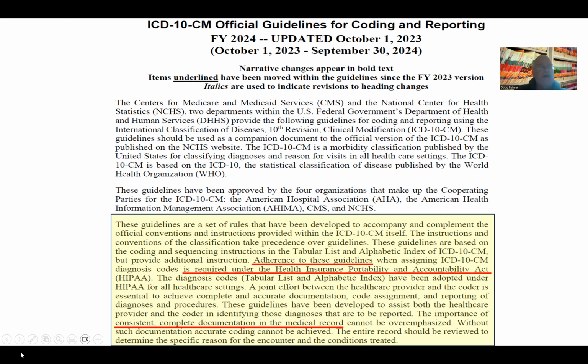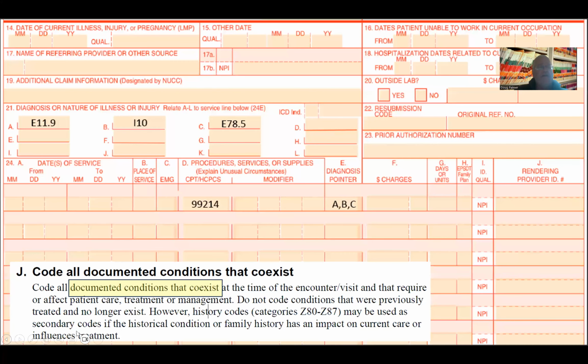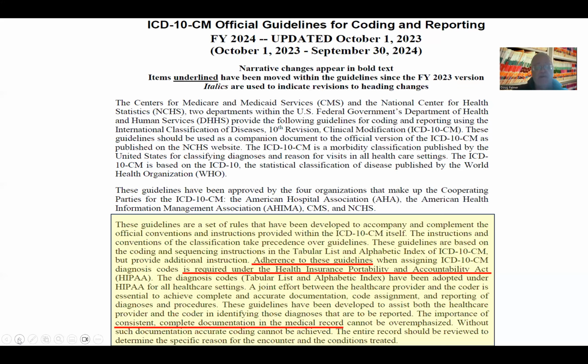So I want to go back to code all conditions that coexist. We'll be looking at this more throughout the program, and you're going to see these messages in the great majority of our presentations. There is no such thing as reinforcing it too much, and also, somebody may be looking at a presentation and they haven't seen others, so we're going to be repeating this in each presentation.